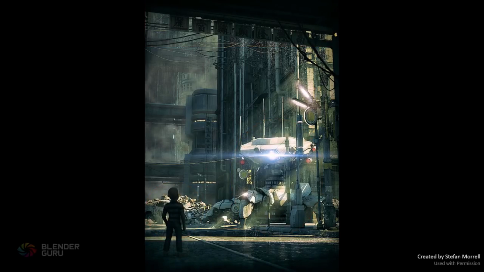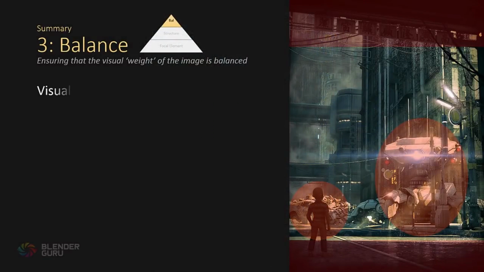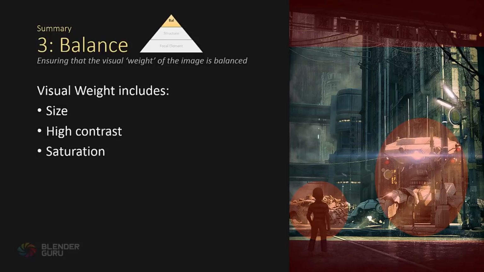And that is balance. So just to go over it again, the visual weight of an image includes the size of the object, the contrast of the object, saturation, if it's a face or a figure, that has even more visual weight. So all of those things have high visual weight, and that's something that you want to try to balance out throughout your scene.